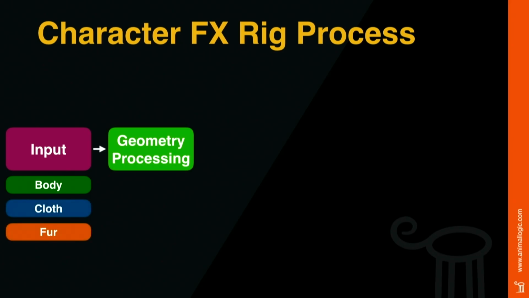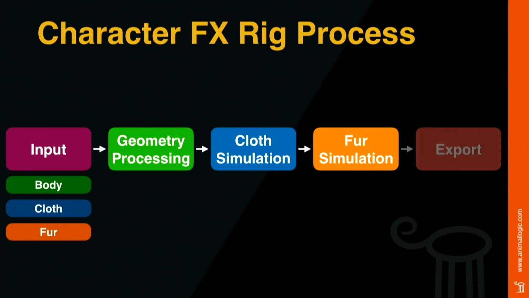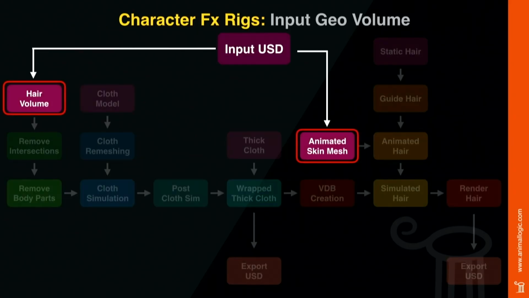That data we do geometry processing on. We de-intersect it. We do a few other things. That leads into the cloth simulation, which leads into the fur simulation. And then that gets packaged all up and re-exported as USD. So to break this down into roughly the steps that we work with, we get our input USD.